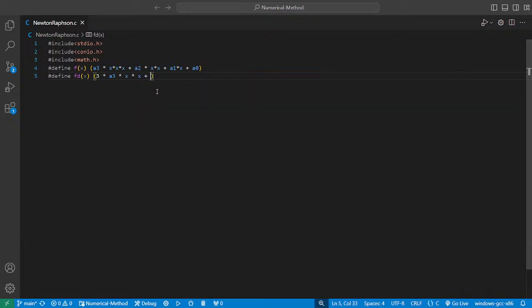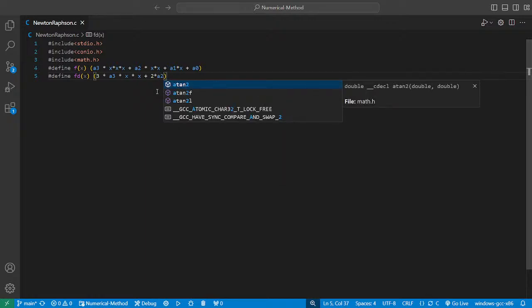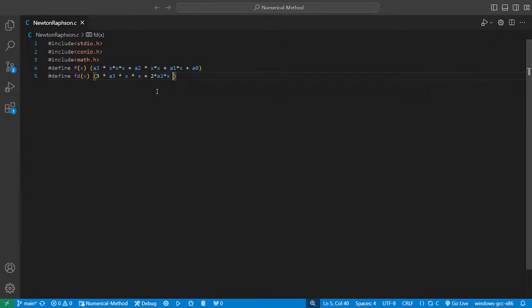So let's do plus, and the derivative of a2 x squared will be 2 times a2 times x. 2x means a coefficient into x, right? It's correct. Plus the final will be just a1, right? It's a1. This is nothing but the derivative of the given function.